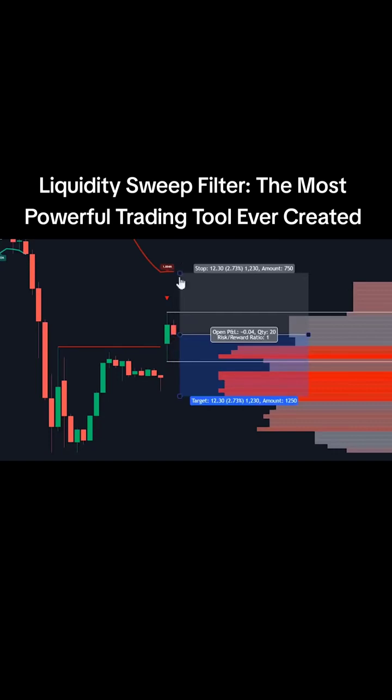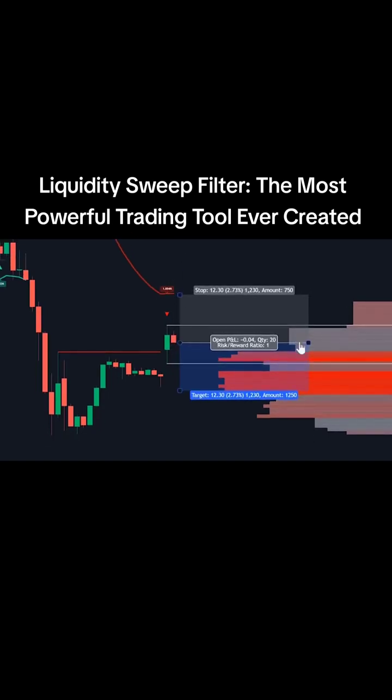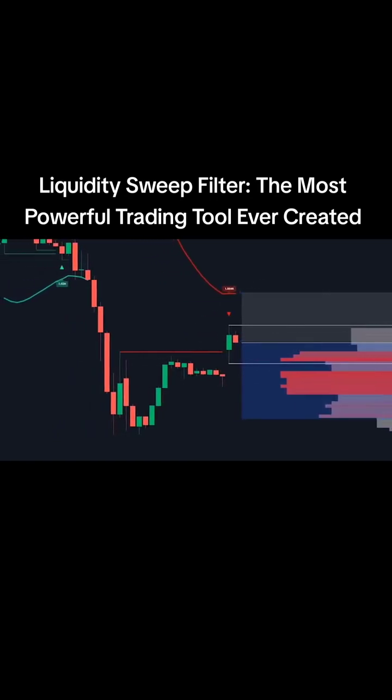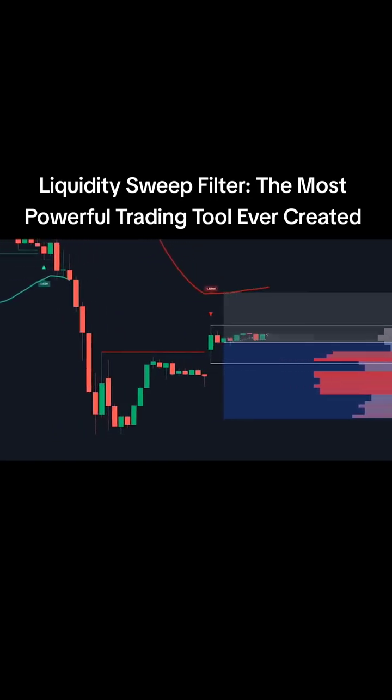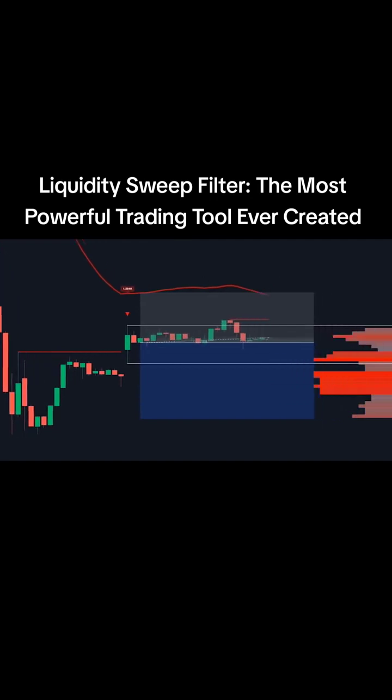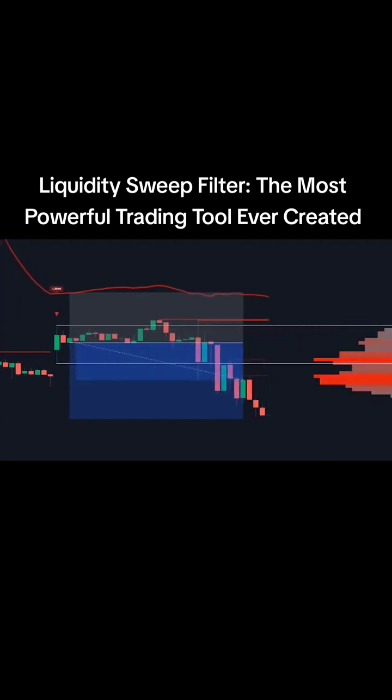The stop loss is going to be placed at the trend ribbon. The take profit is going to be set at 1.5 times the risk, letting the trade run. And as you can see, it was profitable.